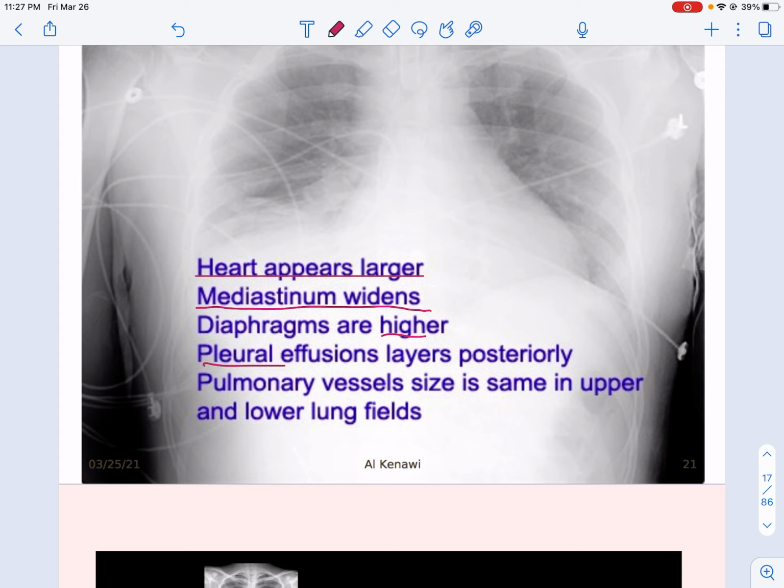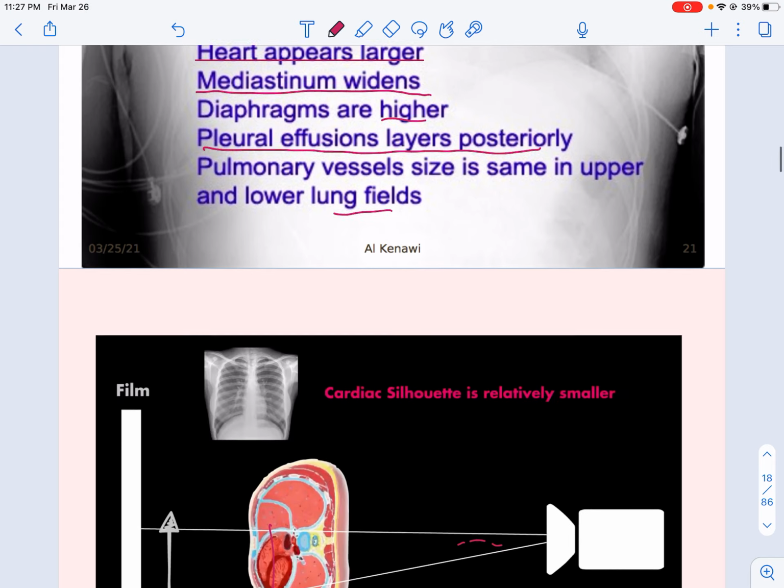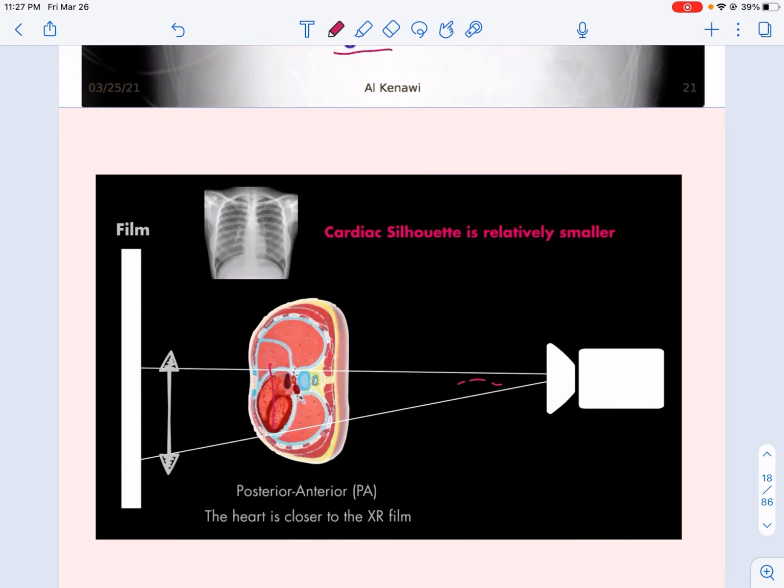And here the pleural effusion is going to layer posteriorly, and the pulmonary vessel size is actually going to be the same in the upper and lower field. So this is what is different between the anterior posterior, or AP, and PA view. And actually, why in the posterior anterior view is the cardiac silhouette going to be smaller?